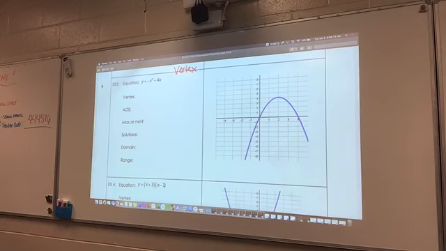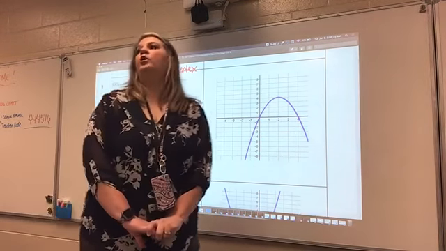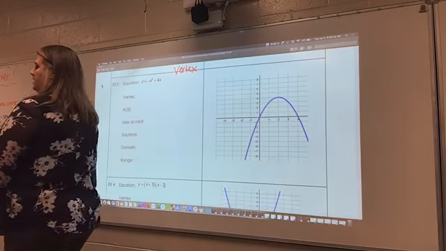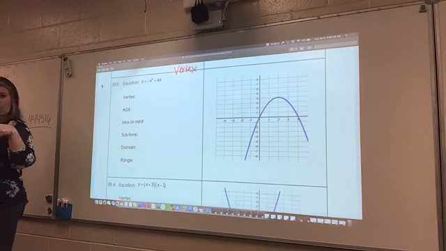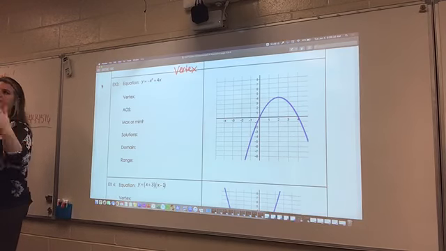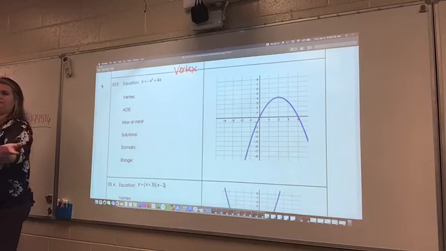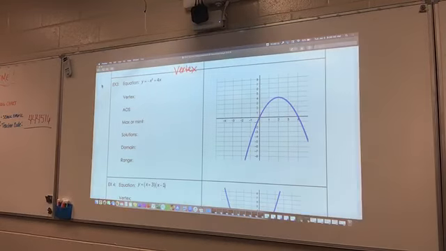All right, what form do you got? Standard, good. All right, what format is our vertex always going to be identified in? It's always going to be notated in what form? Ordered pair, right? Because you have a y coordinate and an x coordinate, so you always know it's x comma y. Good. All right. Axis of symmetry. What format is that going to be in? X equals whatever, right?